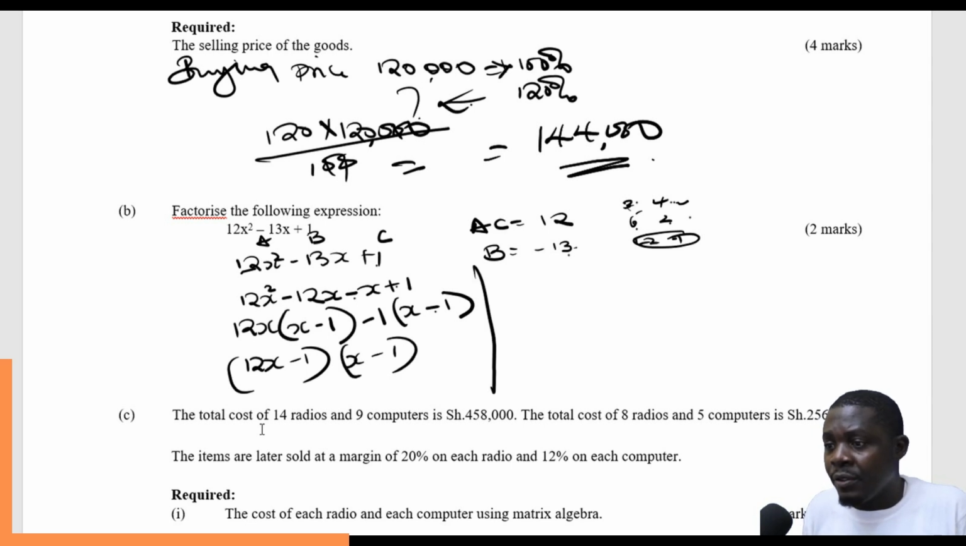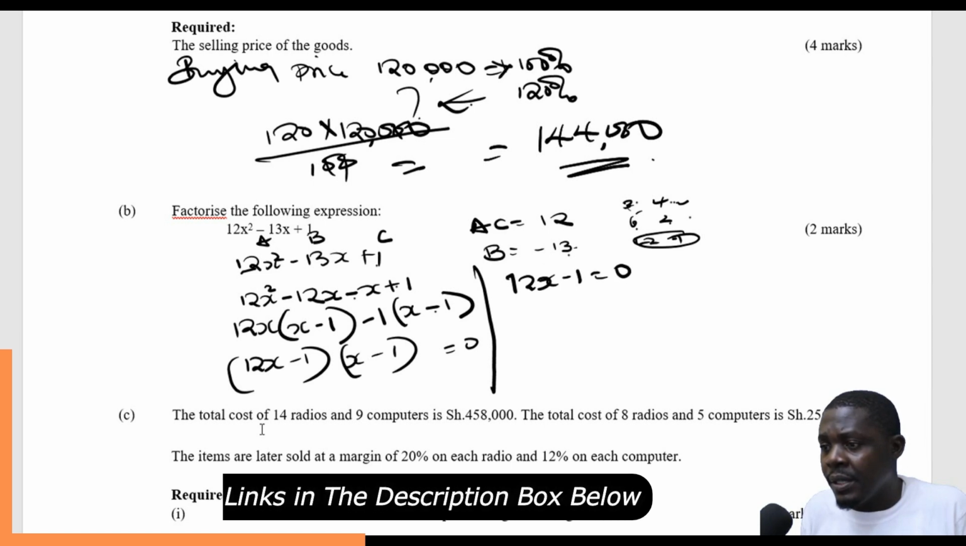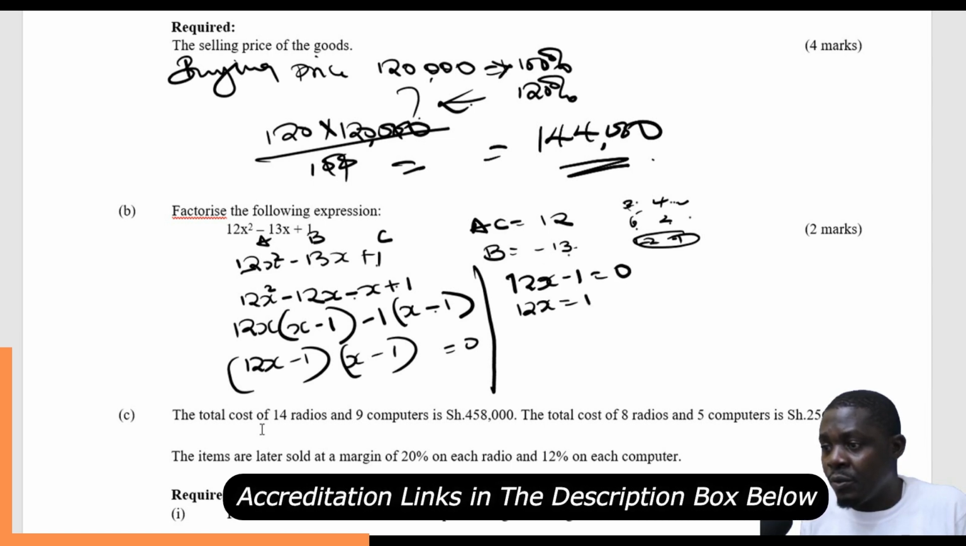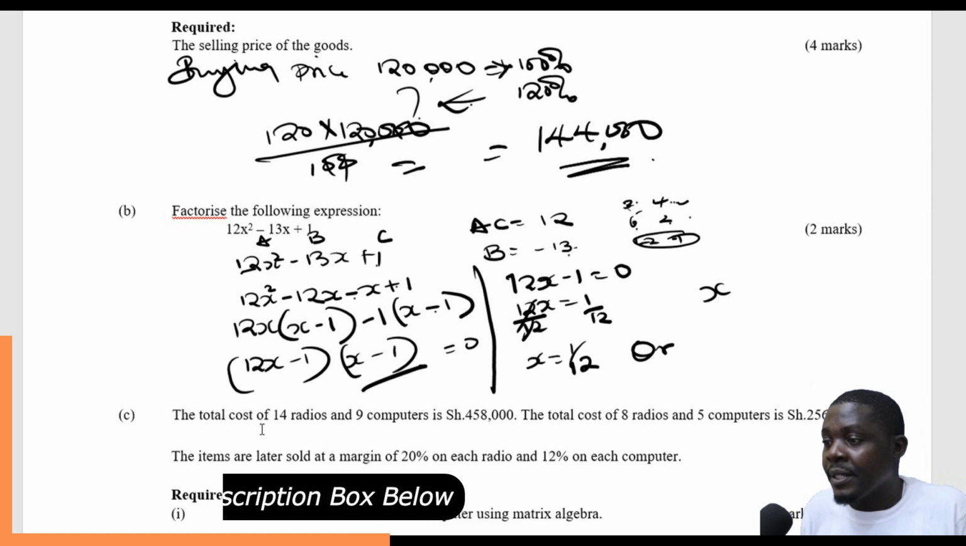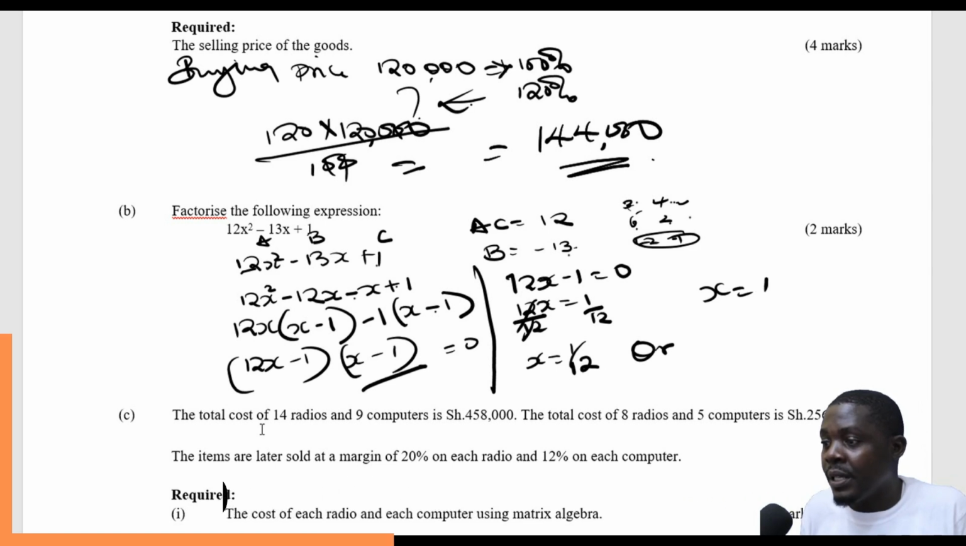Now determine the value of x. You can equate this to 0. 12x minus 1 is equal to 0, and 12x is equal to 1. Divide by 12, divide by 12. x is equal to 1 over 12. Or, if you pick this one, x is equal to 1. Now the values for x are 1 over 12 and 1.